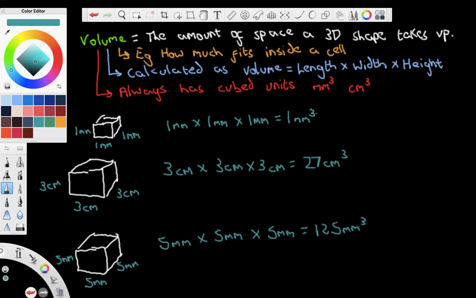So volume is the amount of space a 3D shape takes up. It's, for example, how much fits inside of a cell. It's calculated as volume equals length times width times height, and always has units that are cubed.